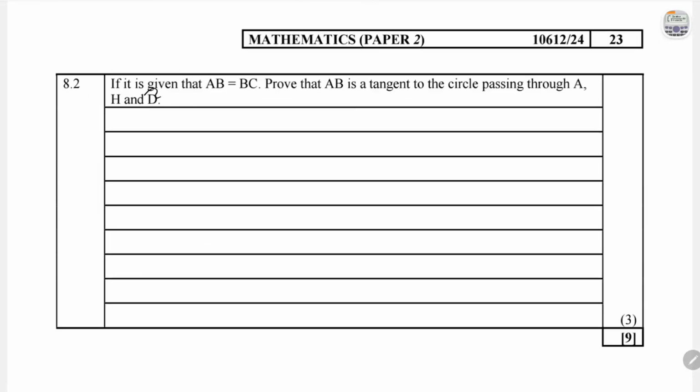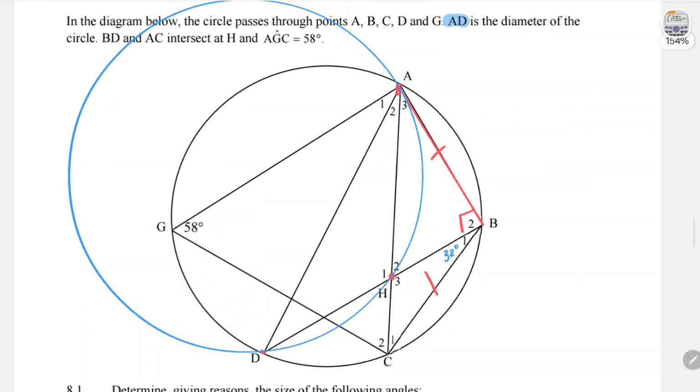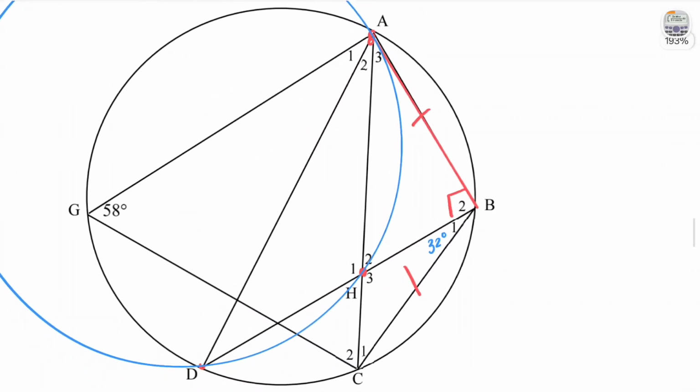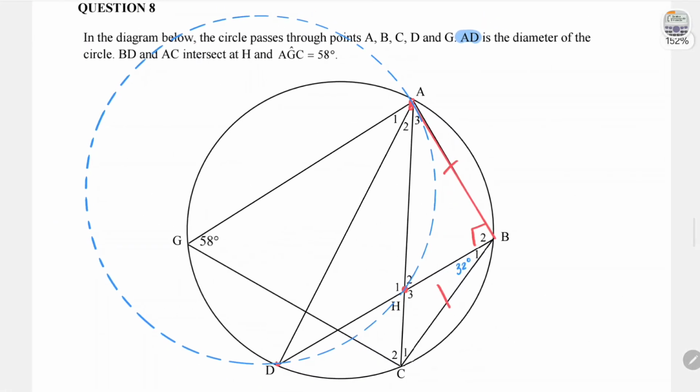Question 8.2 says, if it is given that AB is equal to BC, prove that AB is a tangent to the circle passing through A, H, and D. So given AB is equal to BC, we need to prove, giving reasons, that this line AB is a tangent to the circle passing through A, H, and D. We'll have a circle here, something like this. You don't really need to draw that circle, or at least not that big. It's not necessary. We're really just trying to prove that AB is a tangent to this circle.